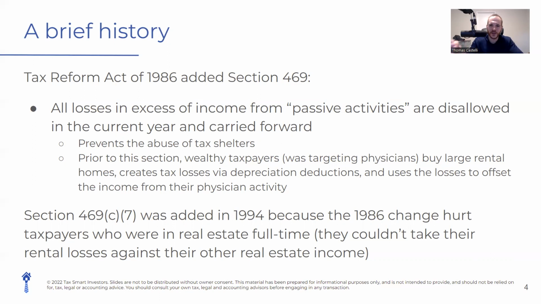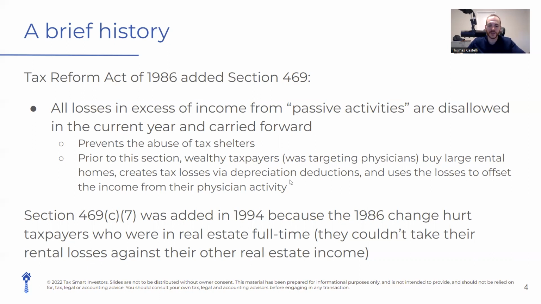So through a lot of lobbying in Congress, Section 469(c)(7) was put into place in 1994, and that's what's known as the real estate professional status. Okay, and the real estate professional status allows people to take losses from their rental activities against their active income if they work full-time in real estate, basically. And we'll get into that in more detail as well.